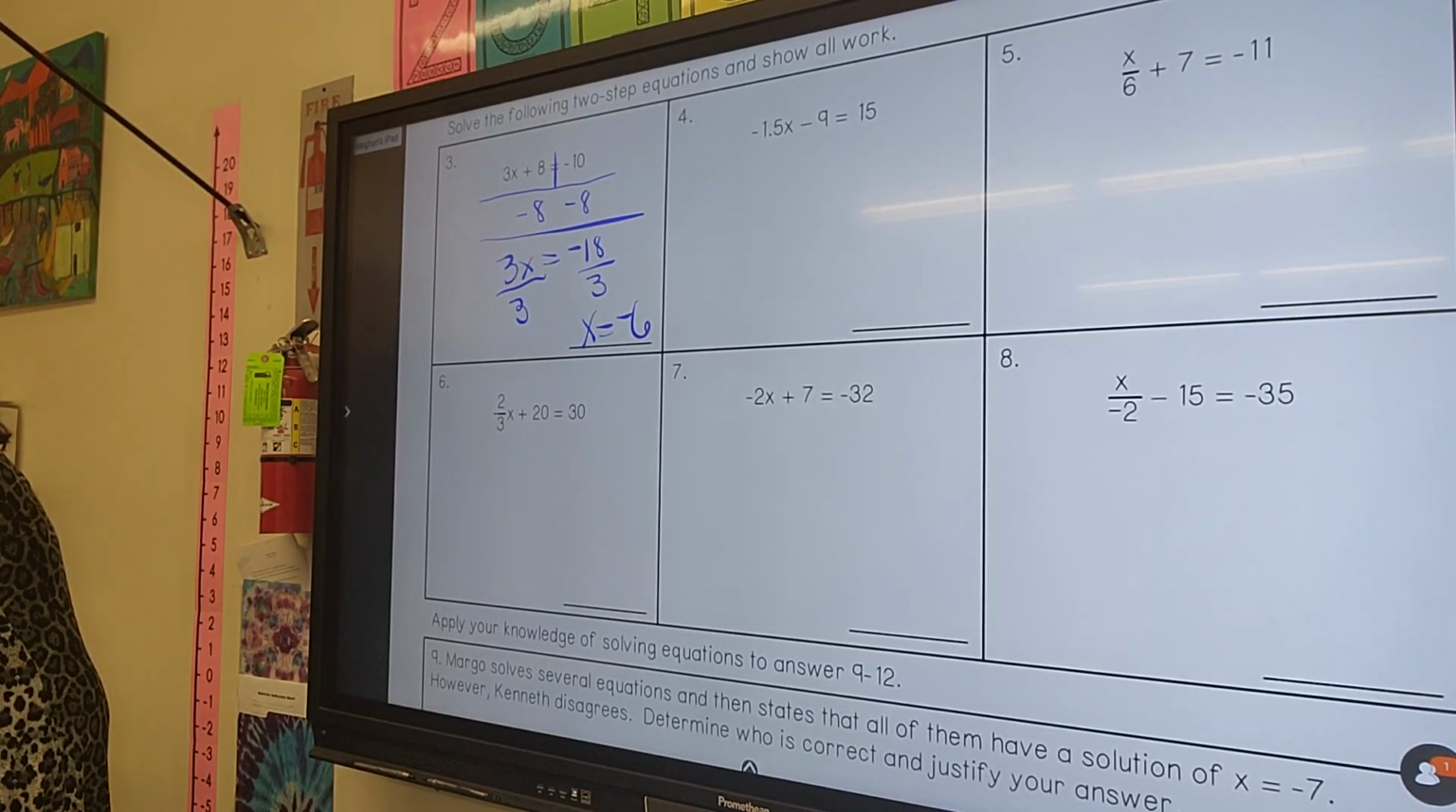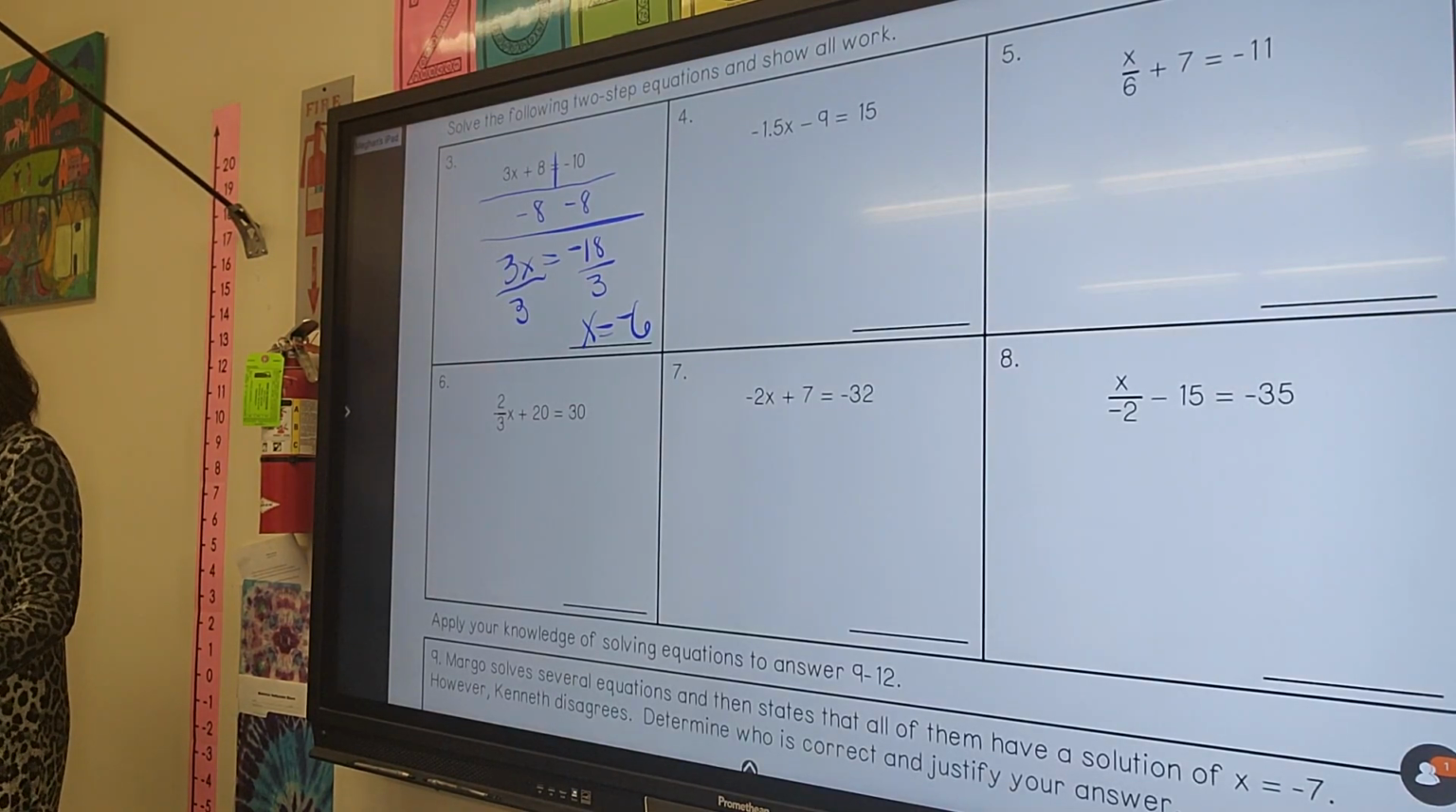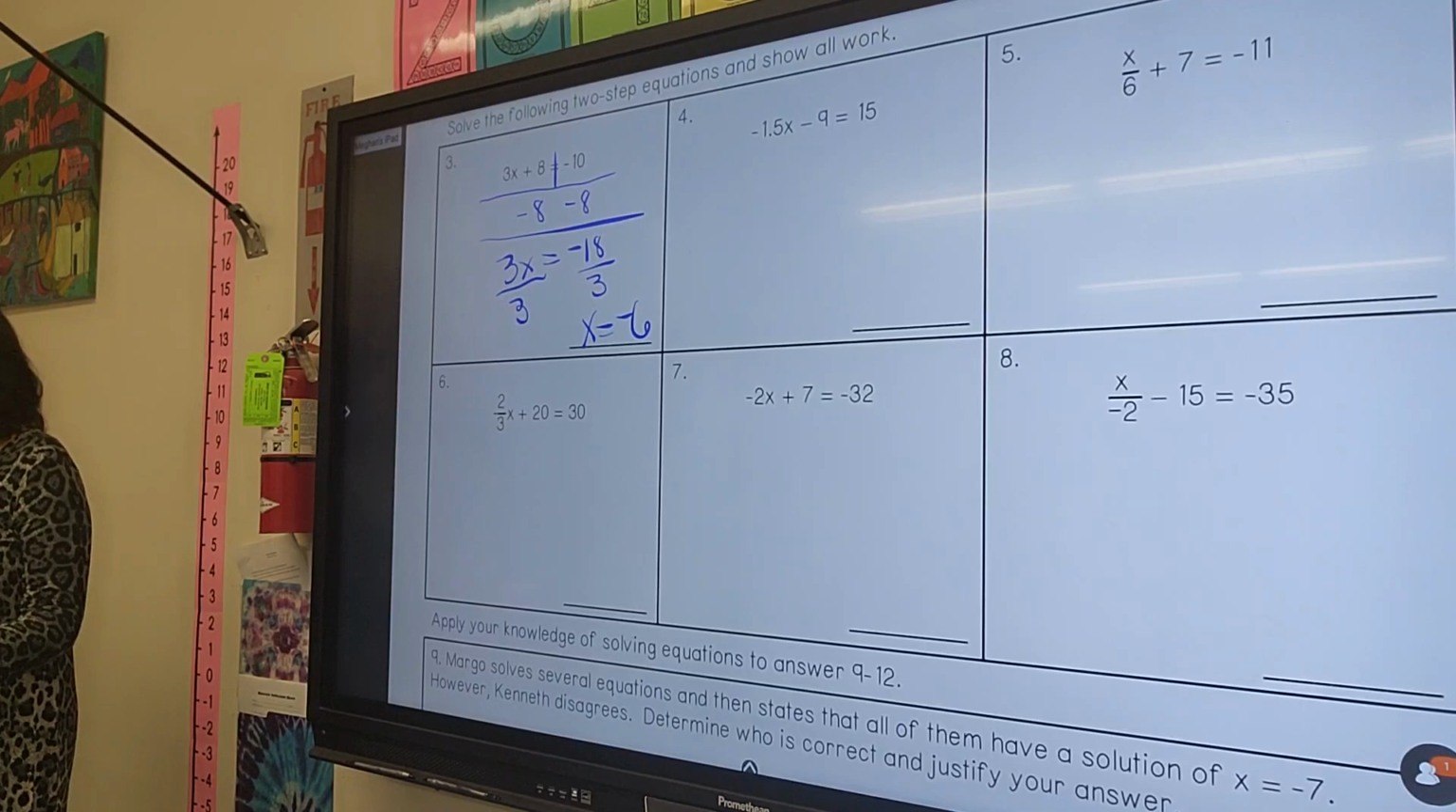We should do 4, 5, 6, 7, and 8. We can. No, I don't think we should. Grayson has such a good attitude today. I have all day. I don't like his good attitudes. I like his bad attitudes.